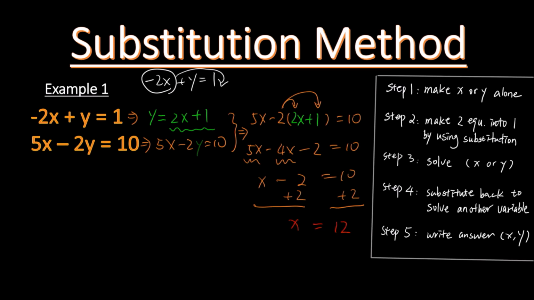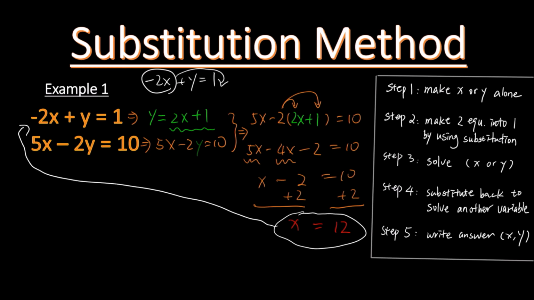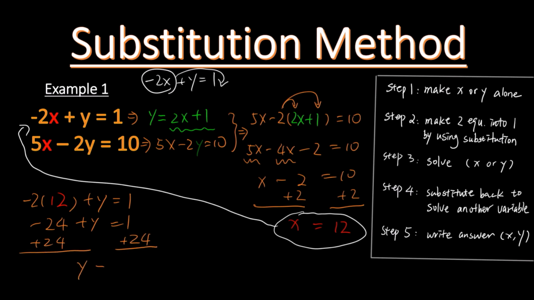Step 4. Substitute back to solve for the other variable. That means when you substitute back x equals 12 into our original equations, we can substitute here or here. I pick the first one, so I have -2x, here x equals 12, and copy down the rest of the number. Then solve it. We have -24 plus y equals 1, and then we add 24 on both sides of the equation, and we end up with y equals 25.